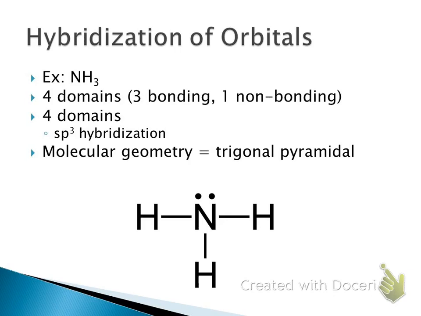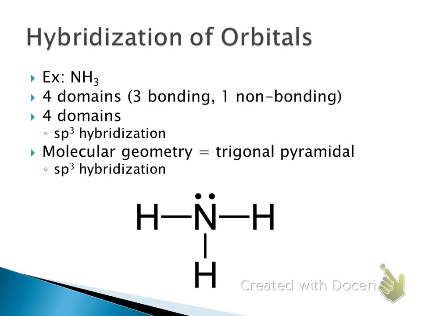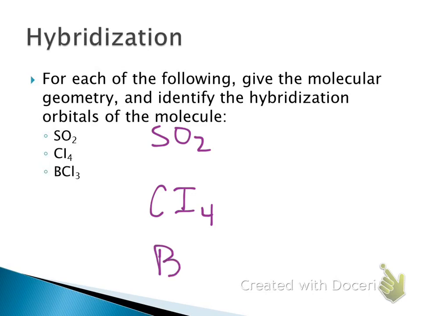Okay, so I'm going to have you try a few here on your own, finding the molecular geometry and the hybridization. Okay, so when we give our final answer, we call it an sp3 hybridization. Give the molecular geometry and identify the hybridization. Okay, so SO2, Cl4, that's I4, not Cl4, and then this one is BCl3. There's no difference between an L and an I in this font for some reason. Okay. I'll rewrite them somewhere. Okay, so those are your 3. I want you to find the molecular geometry and the hybridization. So you've got to draw the Lewis structure first.